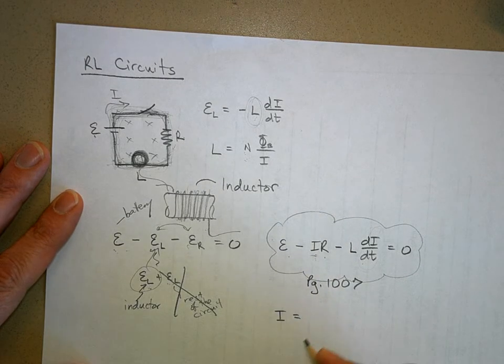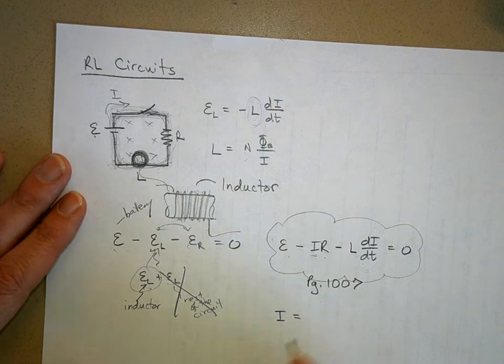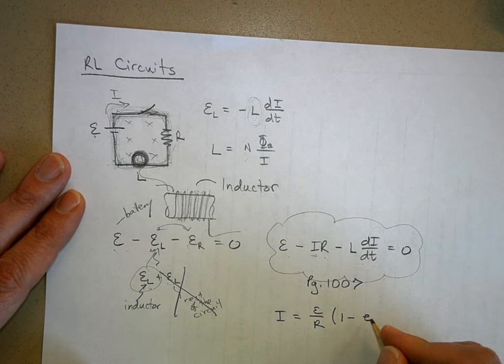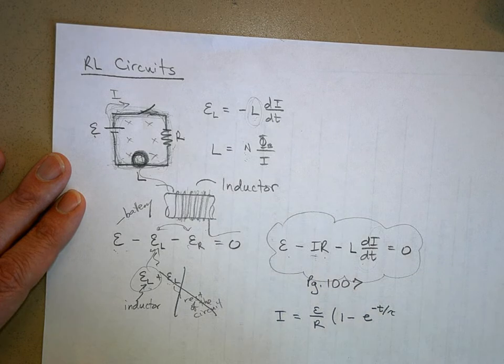I is equal to E over R times 1 minus e to the negative t over tau. But what is tau?